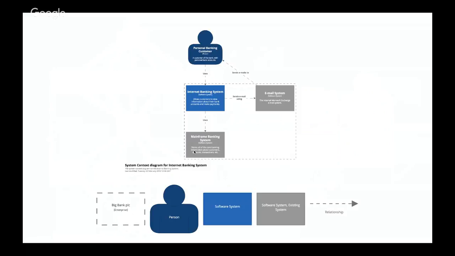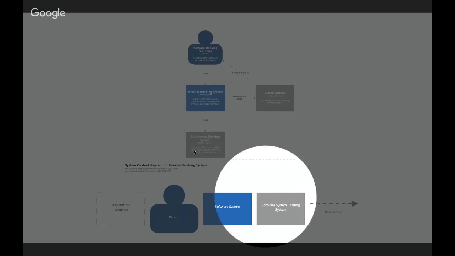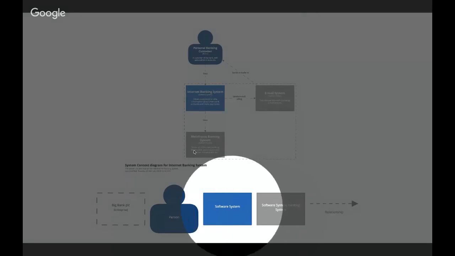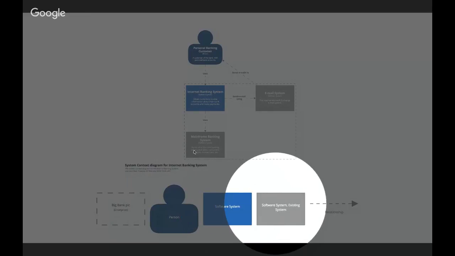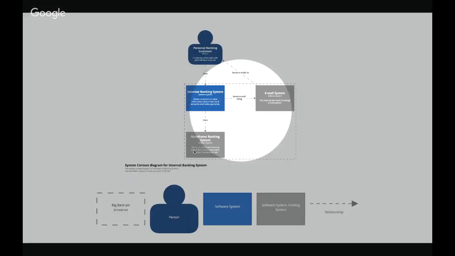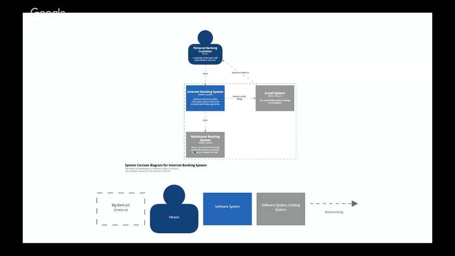Here's the internet banking example. Again, you can see what I've done here is I've used different colors to represent the system we're building and existing systems. So the blue versus the gray, for example. And again, you can add this additional supplementary information once your diagram already makes sense.